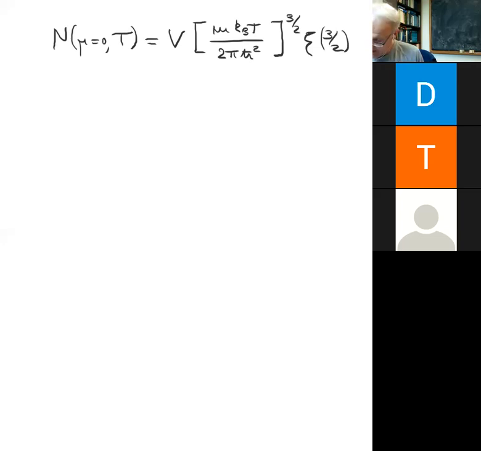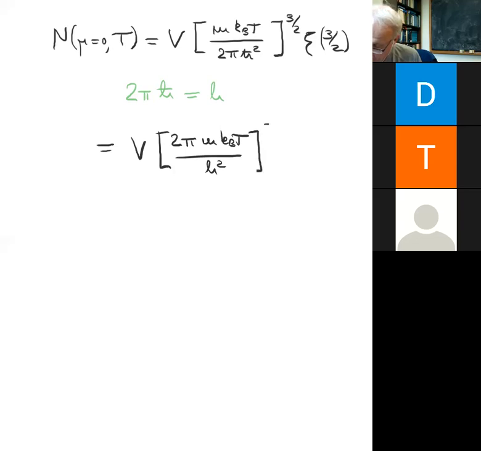What is often done is that we use the fact that, usually it's better to write everything in terms of h bar, but this is one of the few places where it's usually written in terms of h. So 2 pi h bar is just Planck's constant itself. This looks a little more transparent if written in terms of h. So this becomes volume times 2 pi m k Boltzmann T over h squared, to the 3/2, times zeta of 3/2.